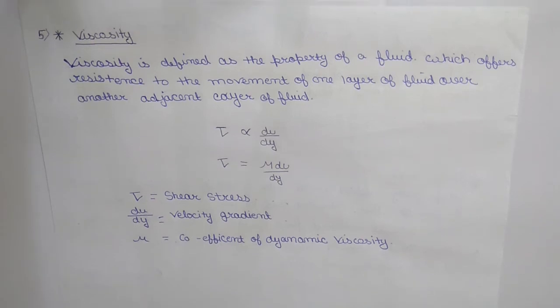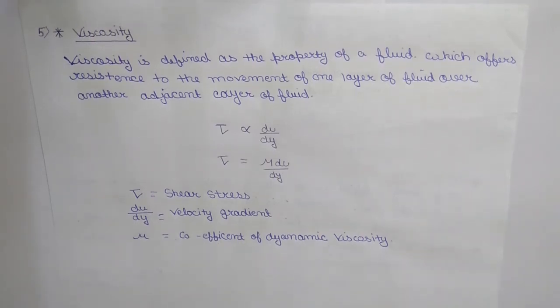Fifth, and one of the most important properties to be discussed, is viscosity. Viscosity is defined as the property of a fluid which offers resistance to the movement of one layer of the fluid over another. It is denoted by letter tau, and it is directly proportional to the velocity gradient, that is du upon dy. So we can say tau is equal to nu du upon dy, where tau is the shear stress, du upon dy is the velocity gradient, and nu is the coefficient of dynamic viscosity.